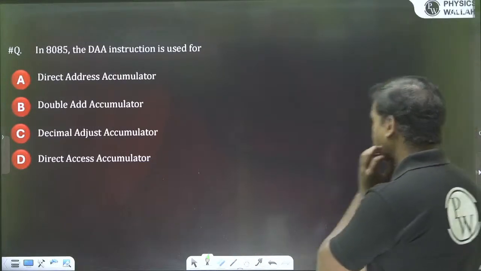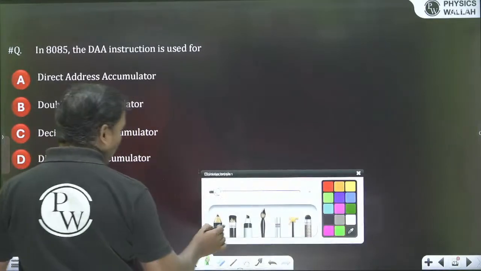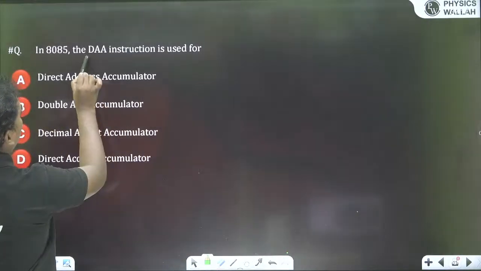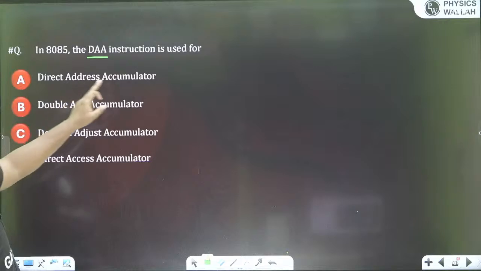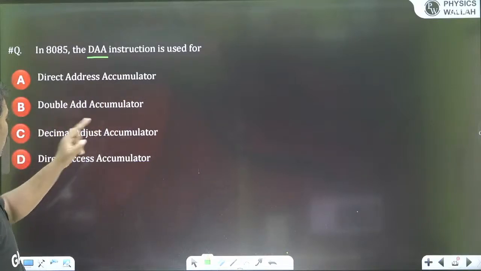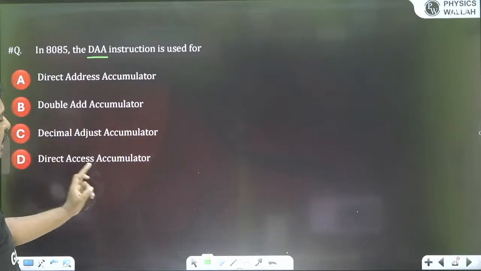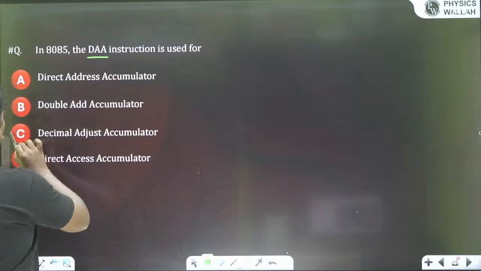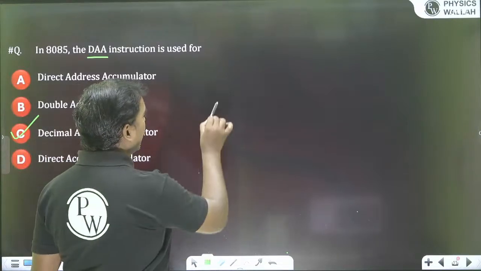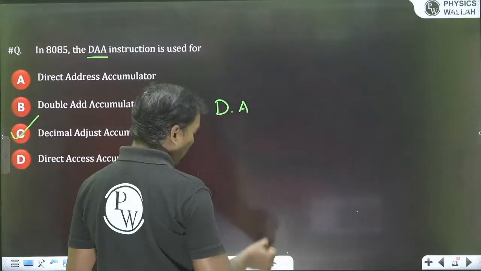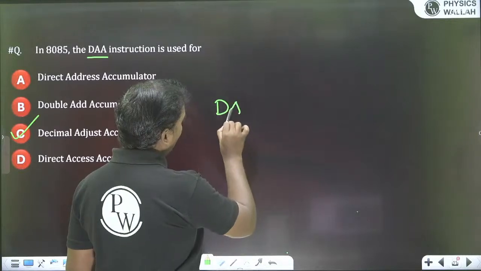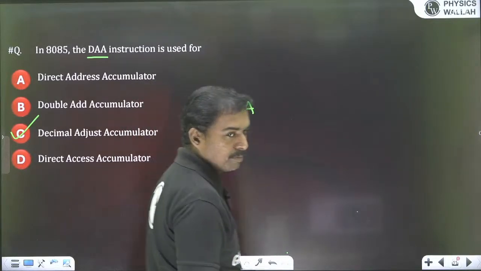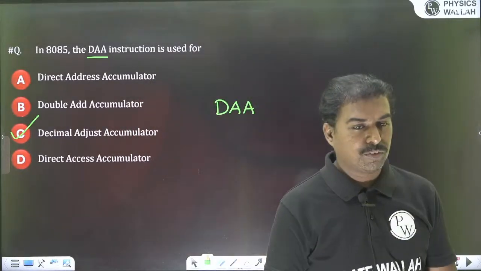In 8085, the DAA instruction is used for: direct address accumulator, double add accumulator, decimal adjust accumulator, or direct access accumulator. The right answer is decimal adjust accumulator. DAA stands for decimal adjust of the accumulator.